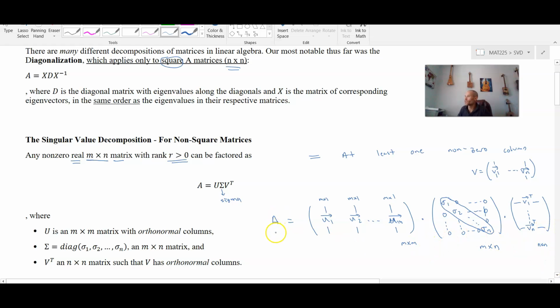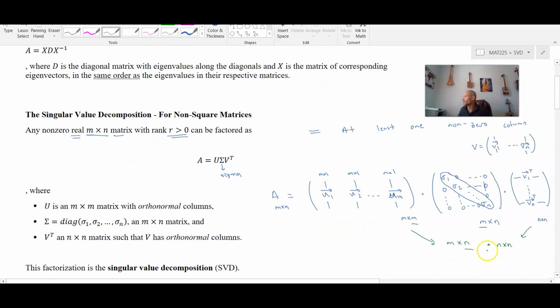So let's check the dimensions. We said that A was M by N. What we get here is the first product is an M by M times an M by N. So that's going to produce an M by N matrix. And next, that's going to multiply this N by N matrix. Inner dimensions match. So the final product will still be an M by N matrix. So at least we know the dimensions work out.